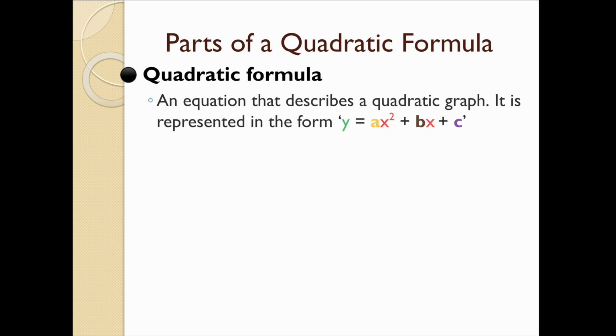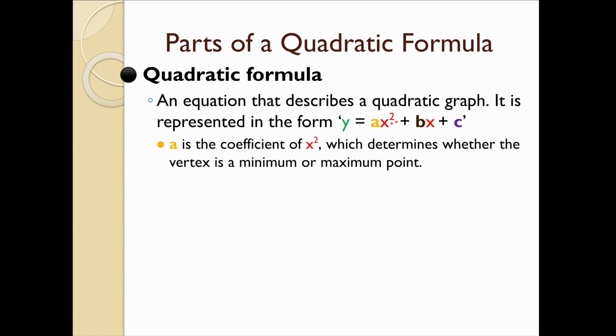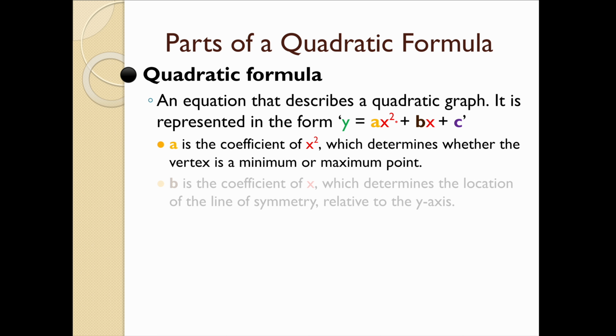All right, so the parts of the quadratic formula. This is basically how the quadratic formula is usually expressed. It's expressed in the form y is equal to ax squared plus bx plus c. Now we know that when it comes to a straight line, it's y equal mx plus c. But for quadratics, it's y is equal to ax squared plus bx plus c. Now the a is a coefficient of x squared, which determines whether the vertex is a minimum or a maximum point. Now b is a coefficient of x, which kind of gives us an idea of where the line of symmetry is relative to the y-axis.